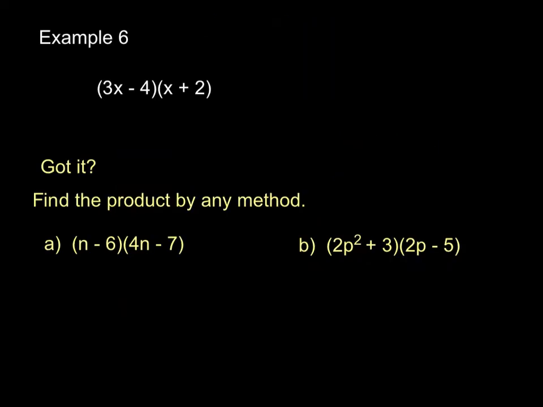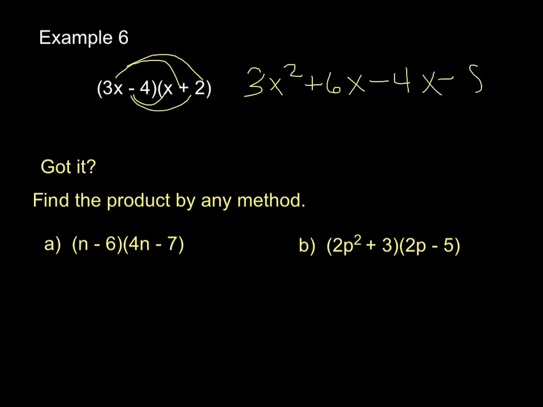Okay? So example 6, just another practice one here. Okay? So I'm going to take 3x, and I'm going to multiply 3x times x, and give me 3x squared. I've got 3x times 2, which gives me 6x. Negative 4 times x gives me minus 4x. Negative 4 times 2 is negative 8. So again, combining my like terms gives me 3x squared, leaves me with a positive 2x, and minus 8.